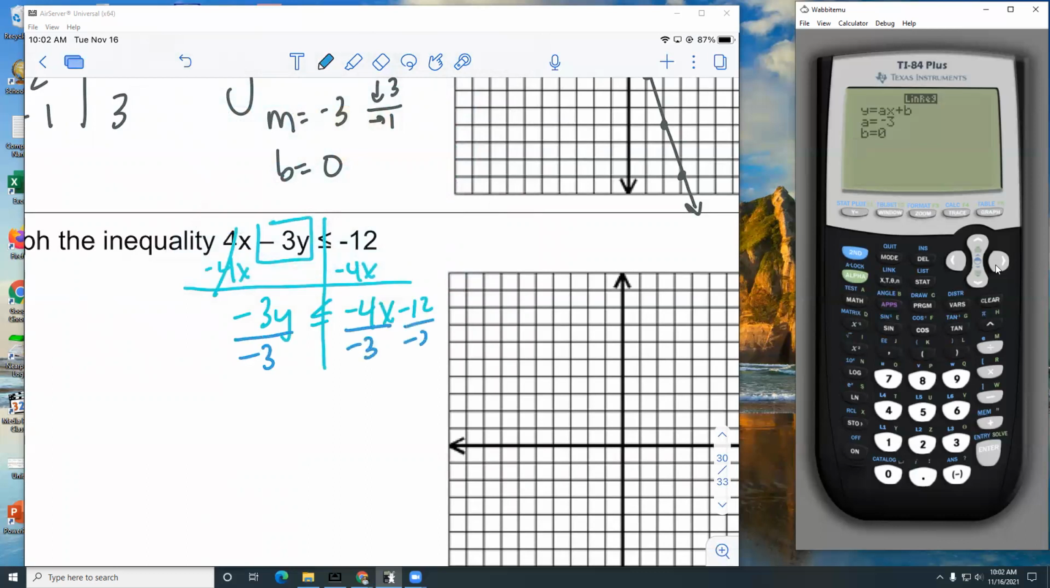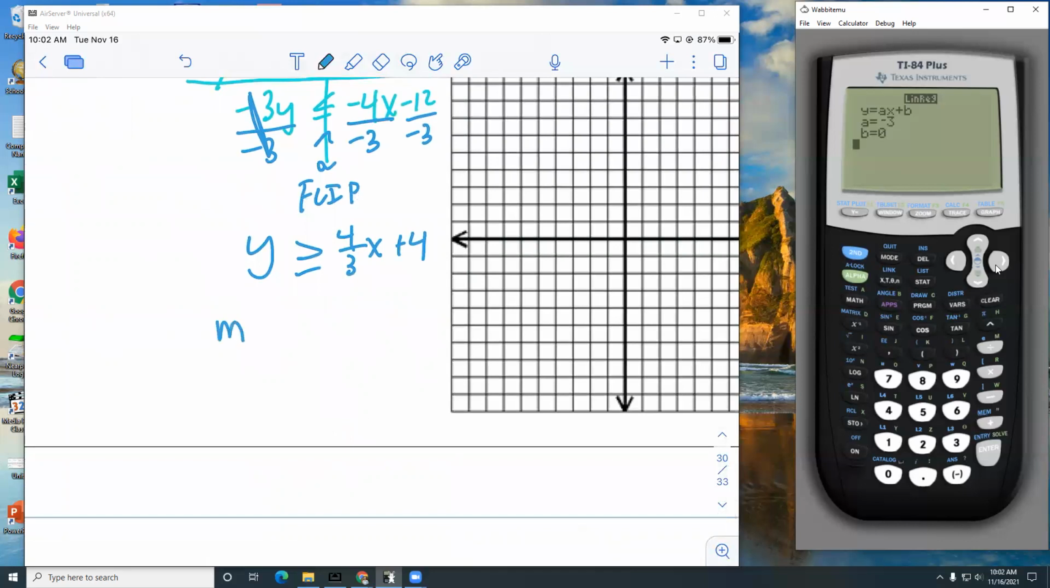Again, what do you do whenever you divide by a negative? I am going to flip my inequality sign. So I get y is greater than or equal to +4/3x plus 4. So my slope is 4/3. I'm going to go up 4, right 3. And my y-intercept is at 4. It's greater than or equal to, so it should be a solid line since there's that line underneath my inequality. And I should shade above.